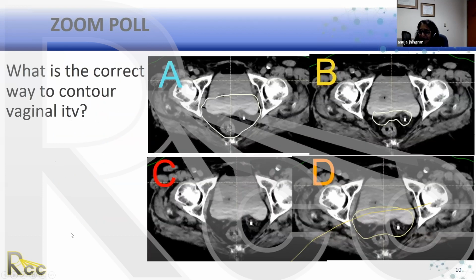So the next question, and this is a good case, again, where I see most of my mistakes coming from when I see contouring. What is the correct way to contour a vaginal ITV? A, B, C, or D?